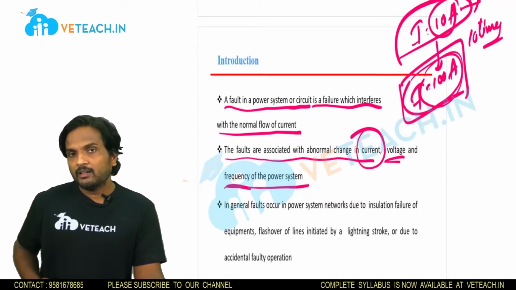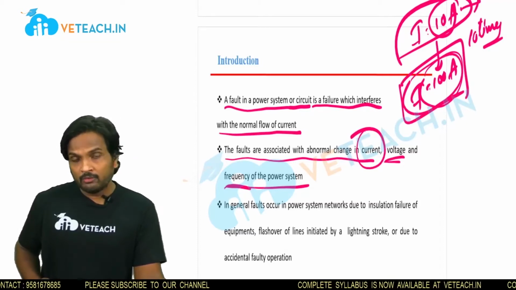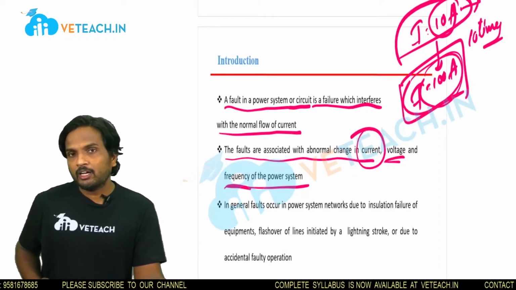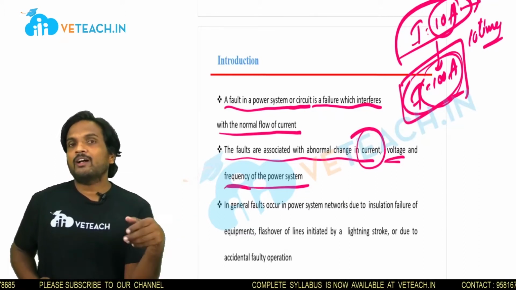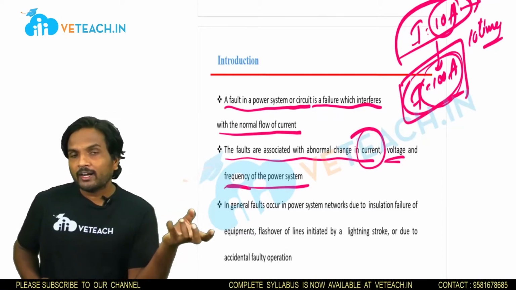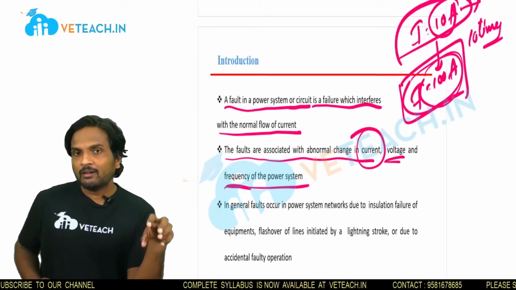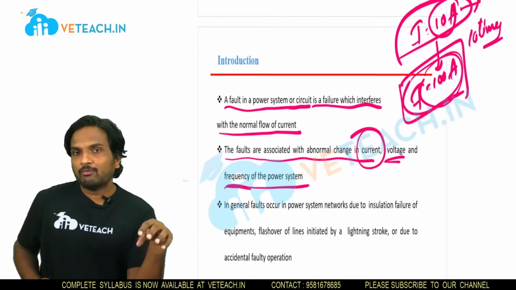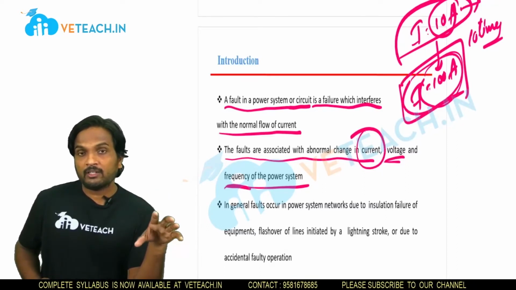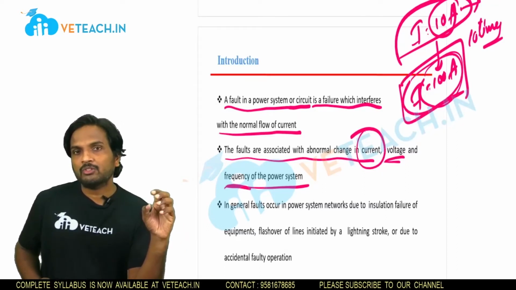Okay, that is the main point we have to study here. If a fault occurs in a power system, we all think that there will be an abnormal flow of current in the power system. But another disadvantage of a fault in the power system is that it also affects the voltages and frequency in the power system.